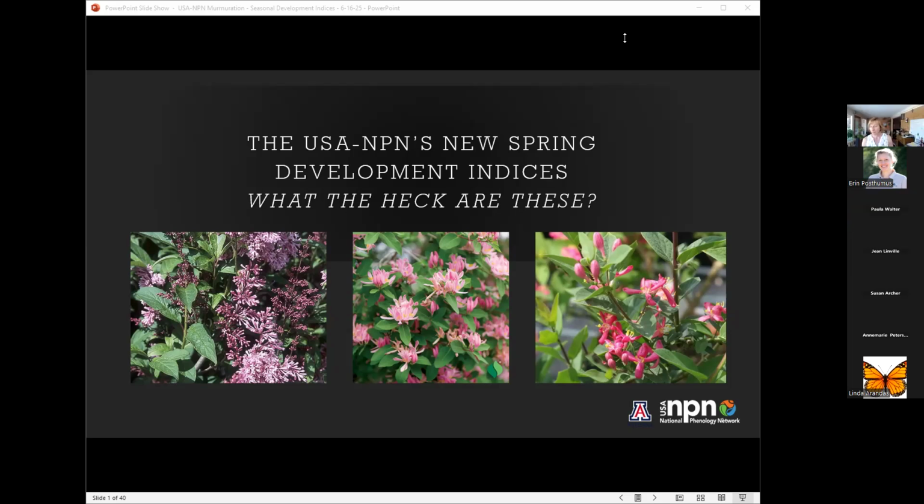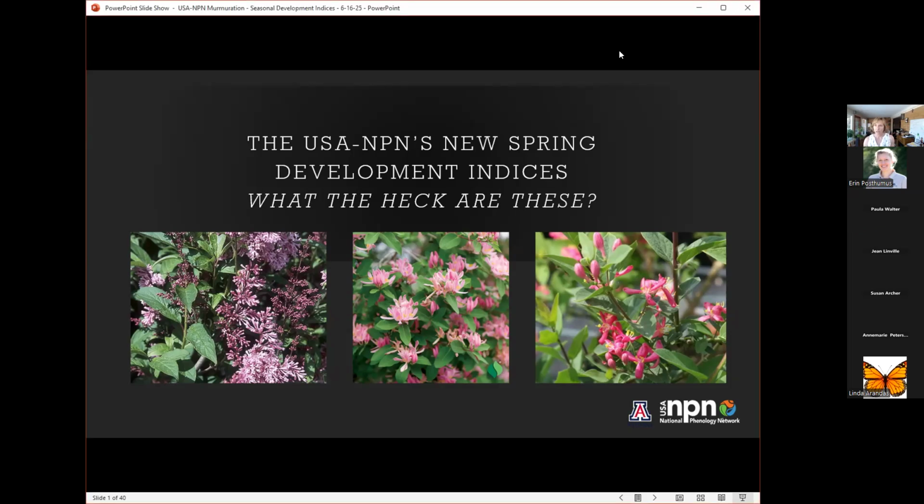I will do my best to explain in a more generic way what phenology models are and how they come into being, and then also what those existing spring indices are and what the new ones that are coming online are going to look like, what they entail.